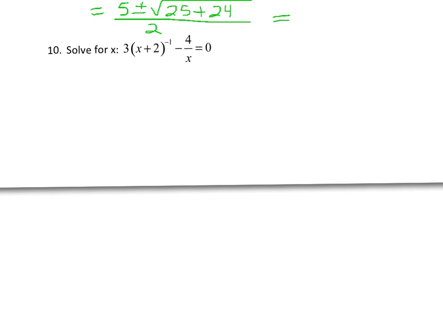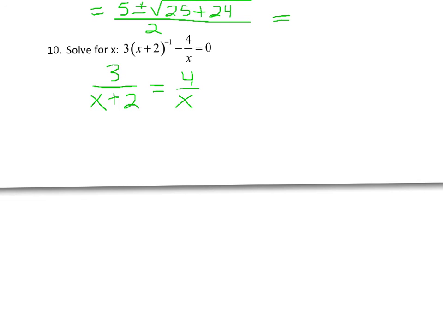For the last problem, we want to rewrite some stuff to make it a little bit easier to solve. So if you ever see something raised to the negative 1, you can always put it in the denominator. So this is 3 over x plus 2. And I'm going to take that 4 over x and just move it to the other side.